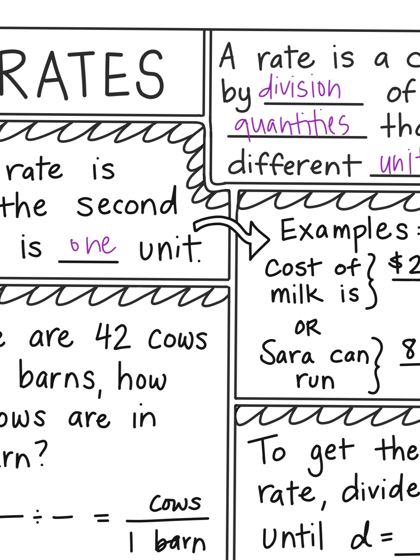So examples over here. The cost of milk is $2.50 per gallon. Or Sarah can run 8 minutes per mile. So I'm going to put 1 gallon and 1 mile. But we need to know that per, not P-U-R-R like a cat, okay? Per, P-E-R, means 1. I want you to make that note because you're going to see that a lot, and you probably already have seen it.